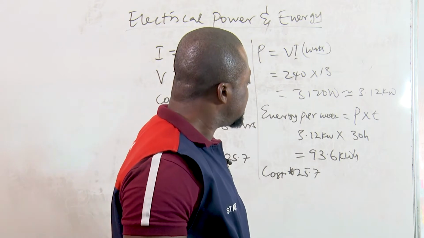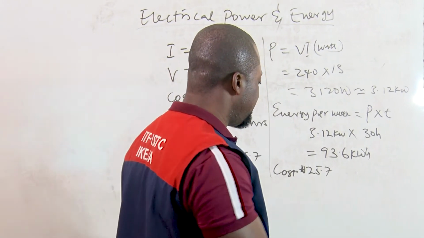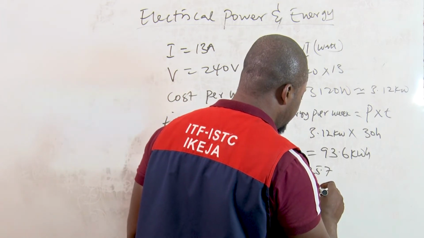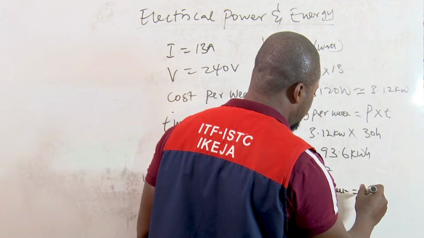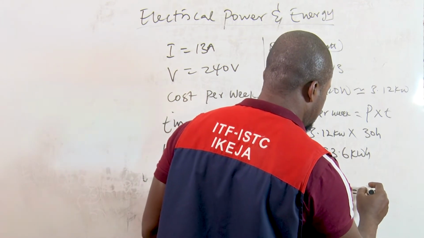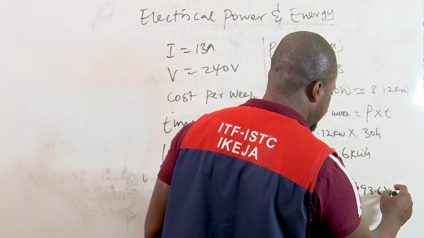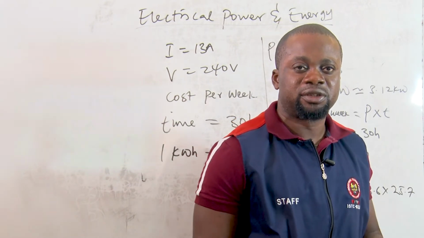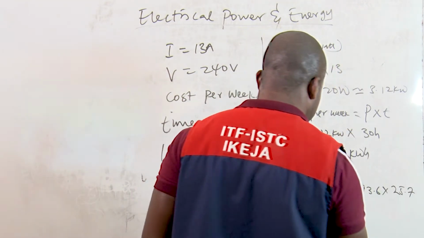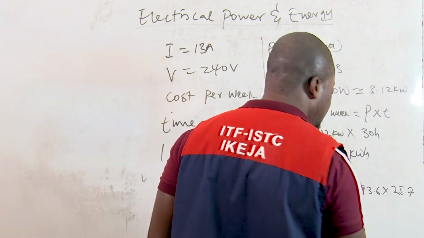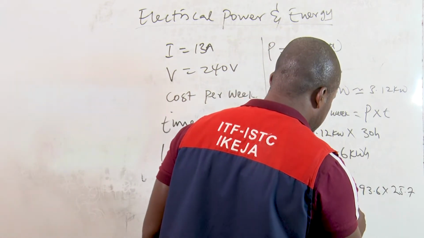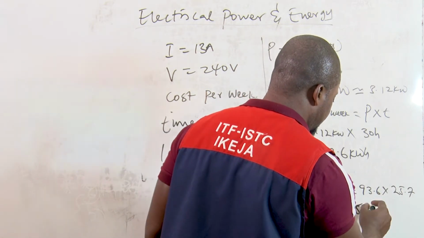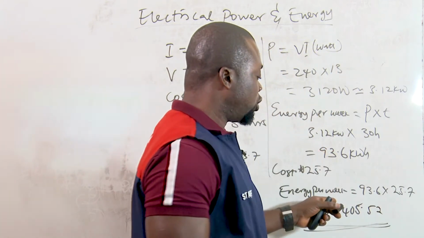So you multiply the energy per week by the cost. Energy per week will be equals to 93.6 multiplied by 25.7. What does that give? That gives 2,405 naira, 0.52 kobo. What you're going to be consuming.